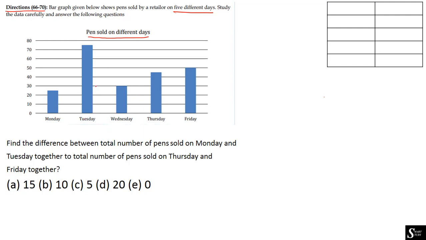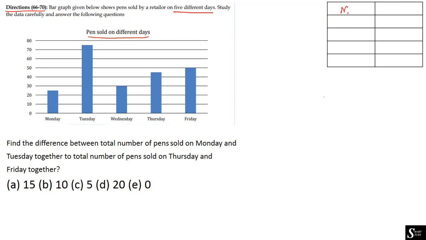Because this data is simple, we can simply put this information on paper. Why? Because if, for example, we have to find the difference between the total number of pens sold on Monday and Tuesday together, then we need to check what are the pens sold on Monday and what are the pens sold on Tuesday. So it takes a little more time compared to this method which I'm going to tell you now. Because this is simple information, I can directly put it on paper.